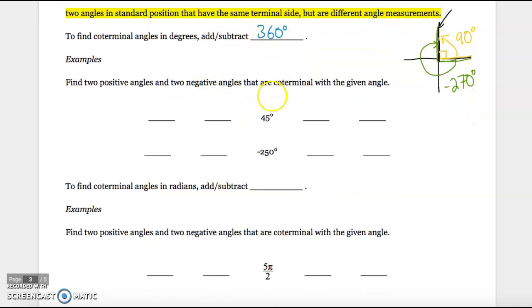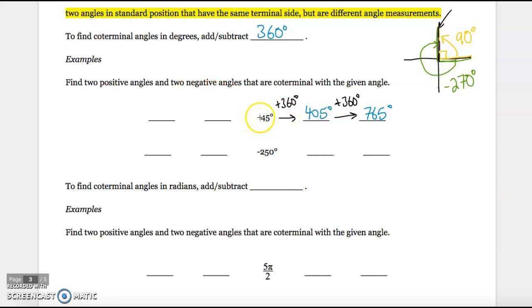You can just add or subtract a full circle. So for 45 degrees, for example, if I wanted to find coterminal angles with that, I could just add 360 degrees to it. I could add a full circle, and that would get me to, what's that, 405? So I would say that 405 and 45 are coterminal angles. And then you could do that again, right? I could add another 360 degrees, and I would end up with, what's that, 765? So all three of those angles would be considered coterminal.